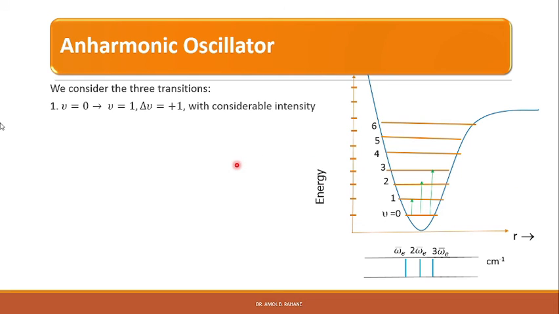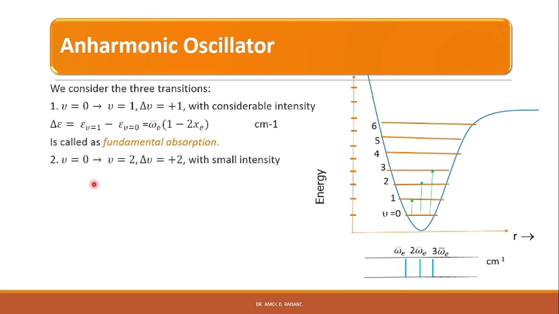So, the first transition is from nu is equal to 0 to nu is equal to 1, right. For this transition delta nu is equal to plus 1. This transition will appear with considerable intensity, and it is equal to delta E is equal to omega E bar into 1 minus 2 Xc. The corresponding transition is shown here, and we get the particular wave number at omega E bar, right. This transition is called the fundamental absorption, right. So, this transition corresponding to nu is equal to 0 to nu is equal to 1 is called the fundamental absorption, and the corresponding wave number is omega E bar.